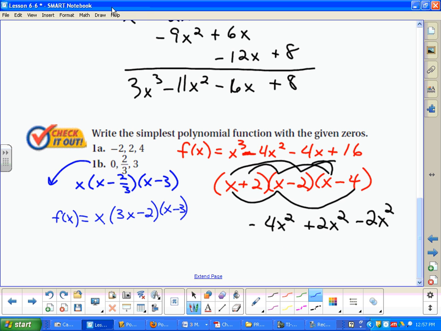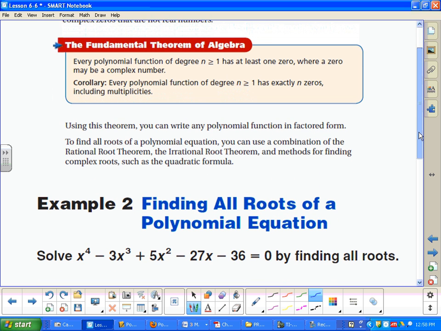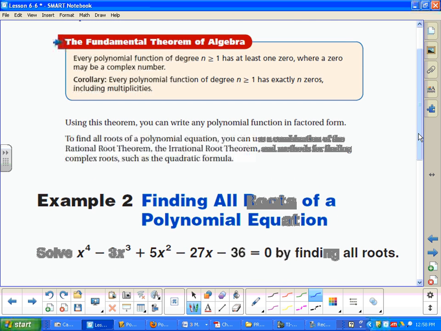Okay. Now, one of the things that we've learned, been working with, and we did this with the ones we were doing in the last lesson, says every polynomial function of degree n greater than 1 has at least one 0, where 0 may be a complex number. And complex numbers are when you found zeros and you're working with i. Okay? You guys remember doing that in chapter 5. You had i's all the time.